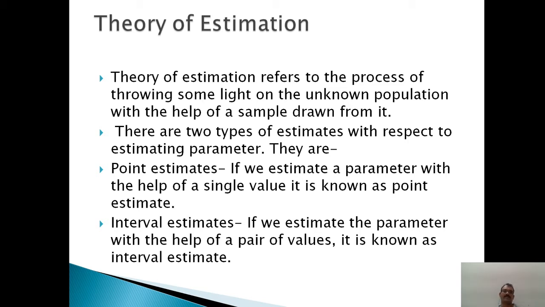There are two types of estimates with respect to estimating a parameter. They are point estimates. So what is point estimate? If we estimate a parameter with the help of a single value, it is known as point estimate. Then what is interval estimate? If we estimate the parameter with the help of a pair of values, then we can call it interval estimate.